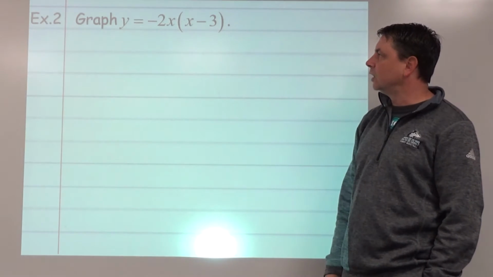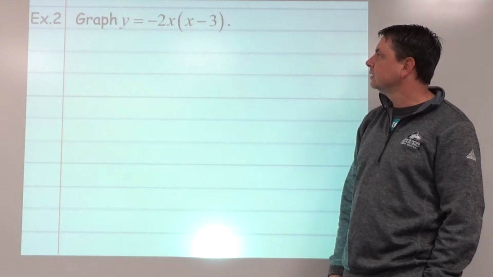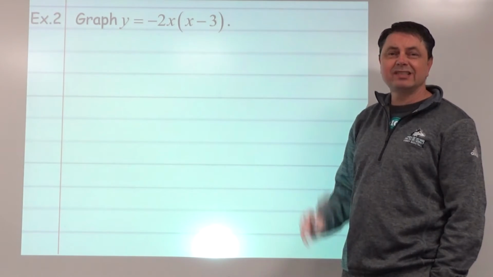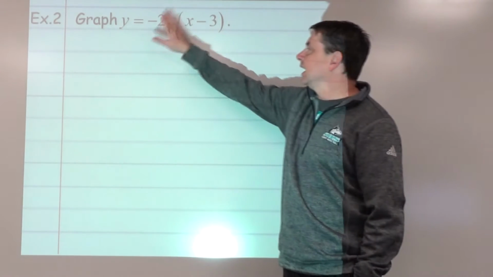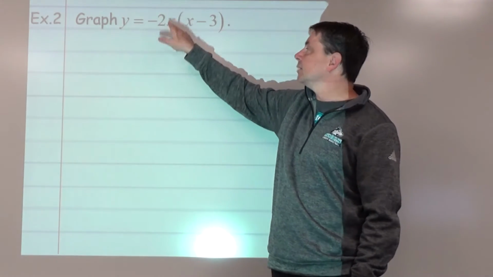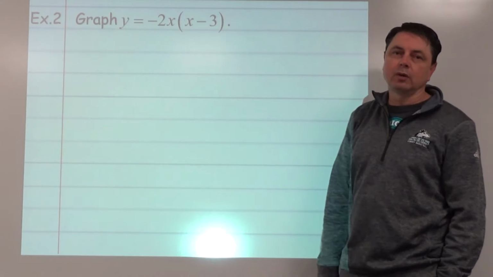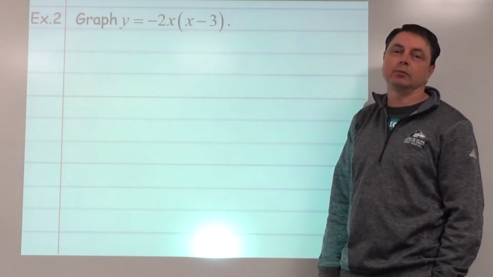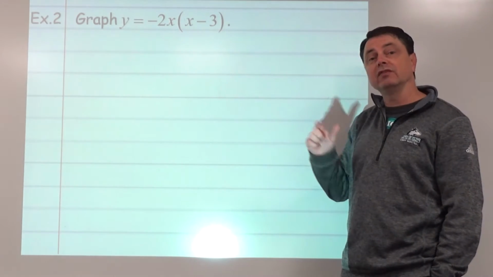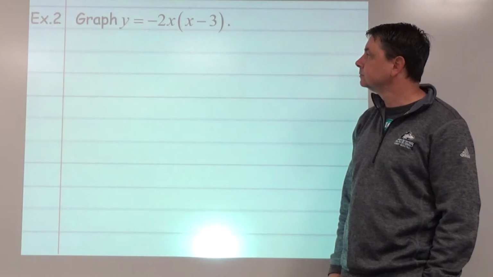Example number 2, y equals negative 2x times x minus 3. So this is in factored form. Negative 2 is your a times x minus 3. Factored form, also known as intercept form. So we can immediately find the x-intercepts.